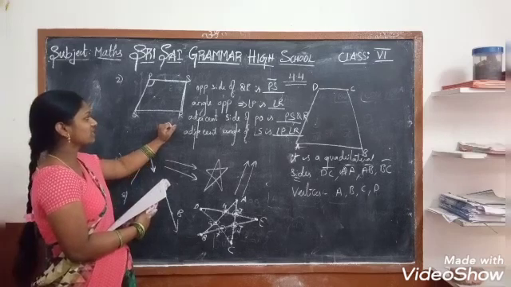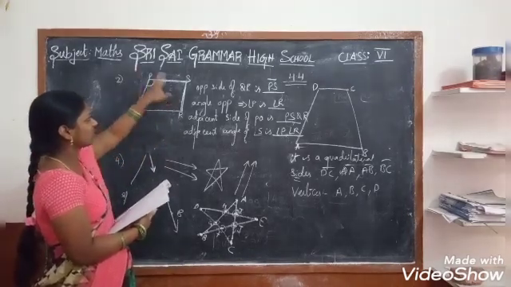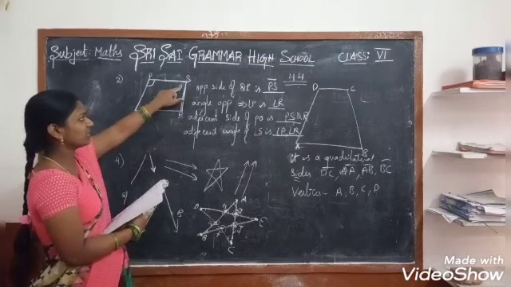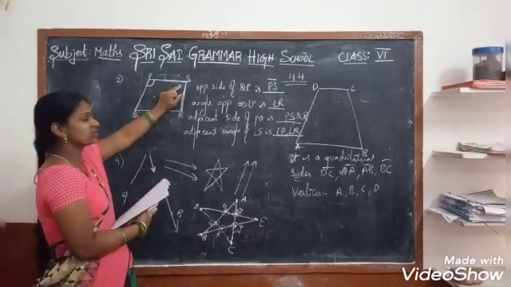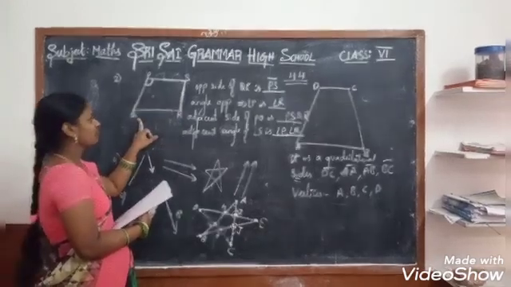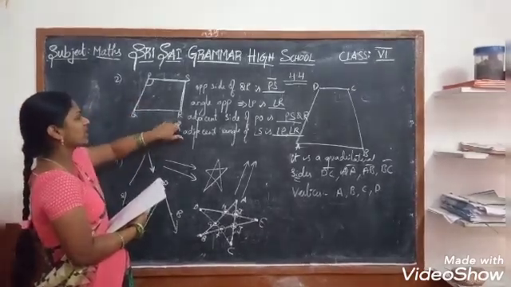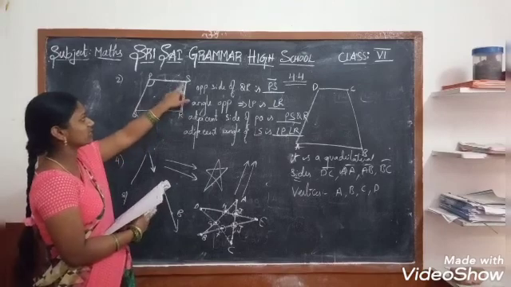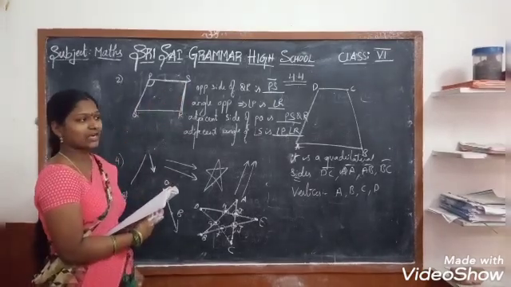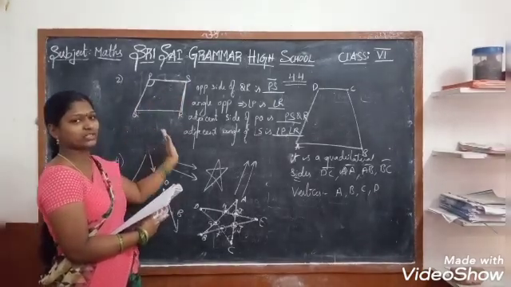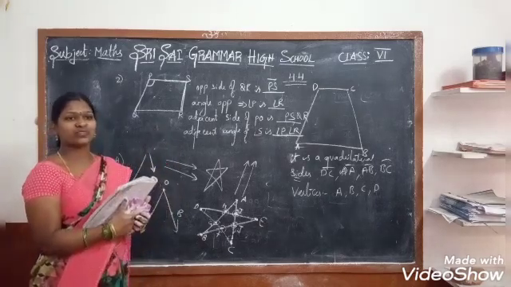Yes. If they ask the angle opposite to angle P, it is angle R. The angle opposite to angle S is angle Q. Angle P, angle R. Angle R, angle P. Angle Q, angle S. Angle S, angle R. Yes? Understood? Like this we have to show it if they ask for opposite sides.